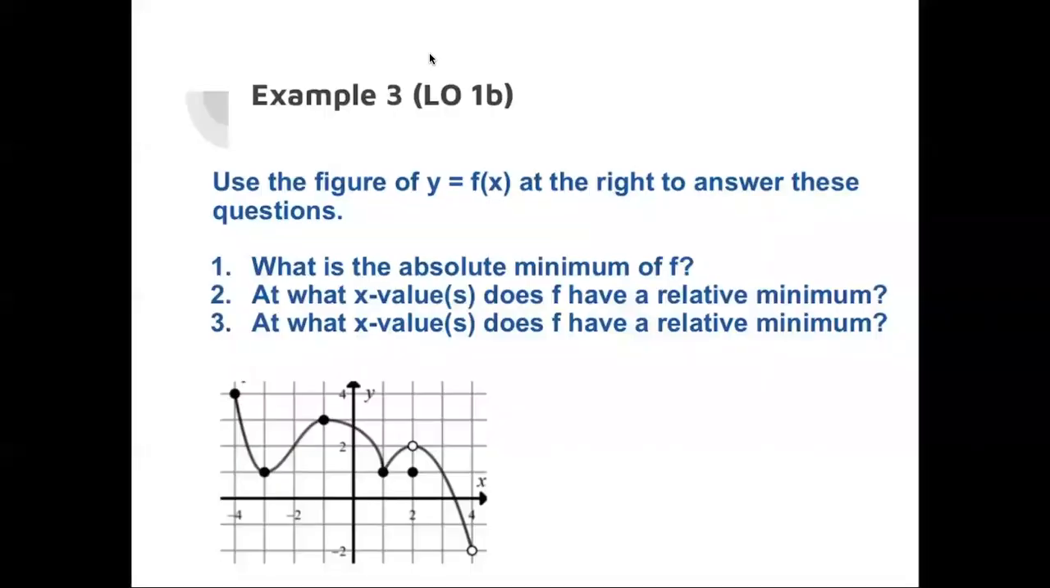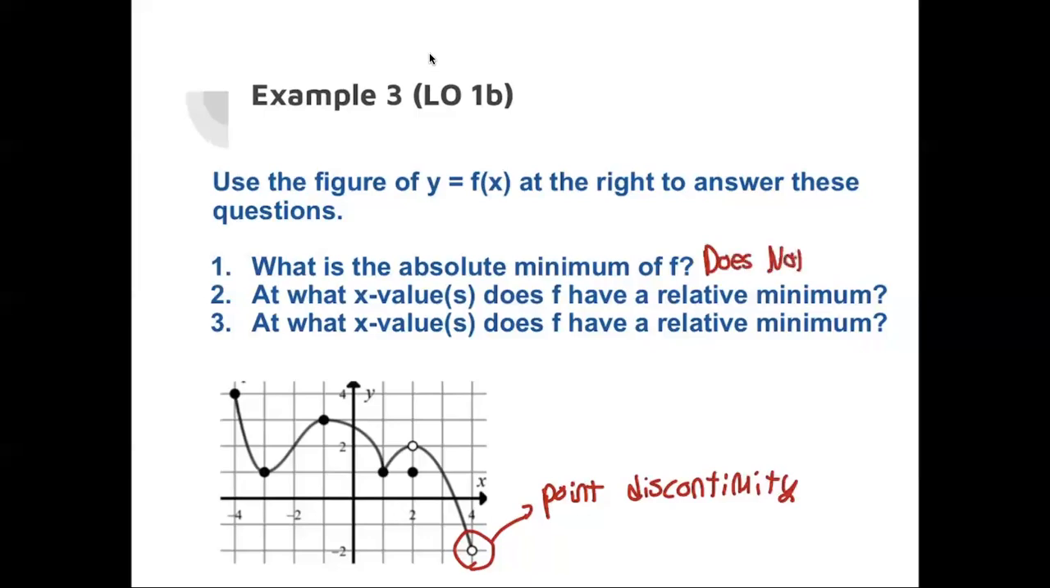What is the absolute minimum of f? Okay, it's here, right? But you should note that this is undefined. There's a point discontinuity. Then you're going to be like, oh, then what? Oh, then there's no absolute minimum, right? So you're going to write does not exist. Why? Because the absolute minimum point has a point discontinuity. So you're writing does not exist.